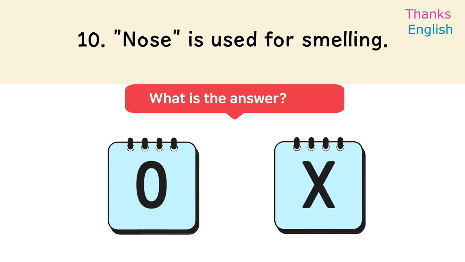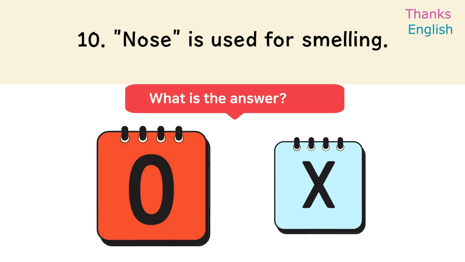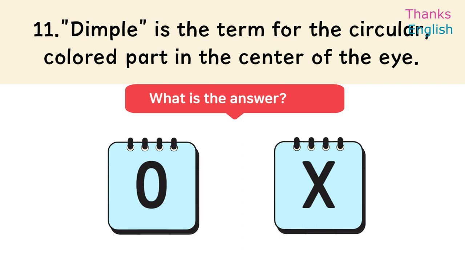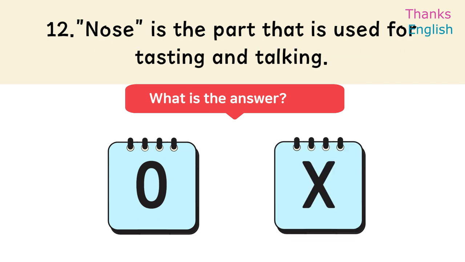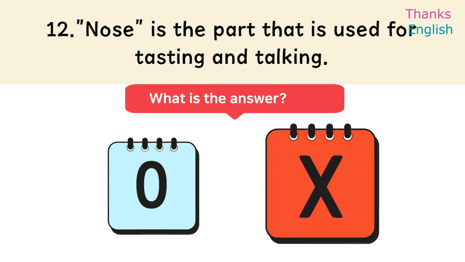10. Nose is used for smelling. O. 11. Dimple is the term for the circular, colored part in the center of the eye. X. 12. Nose is the part that is used for tasting and talking. X.